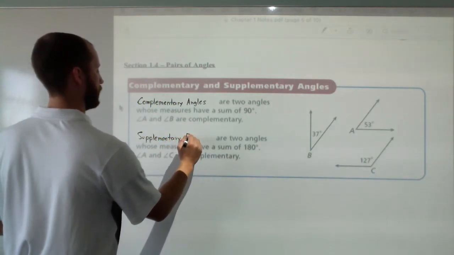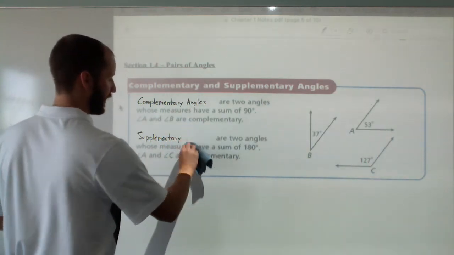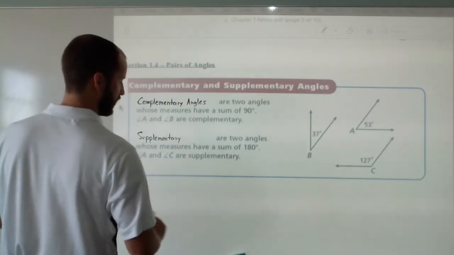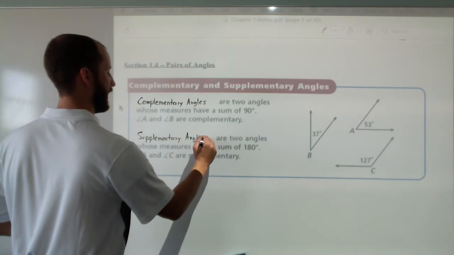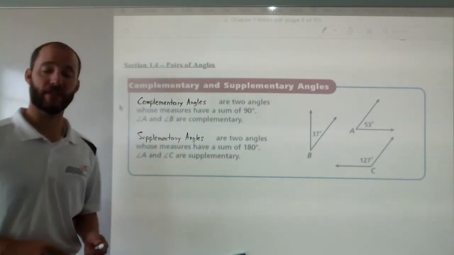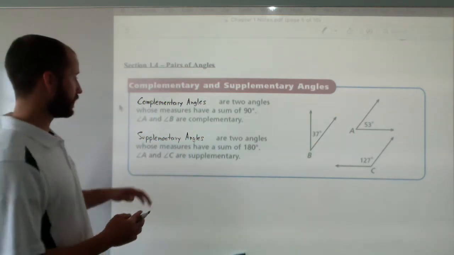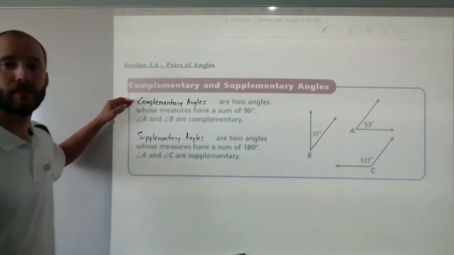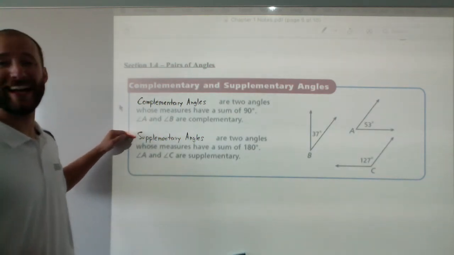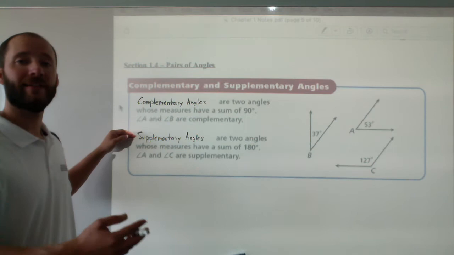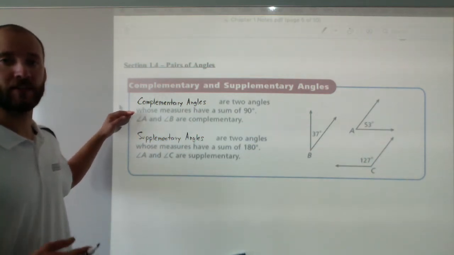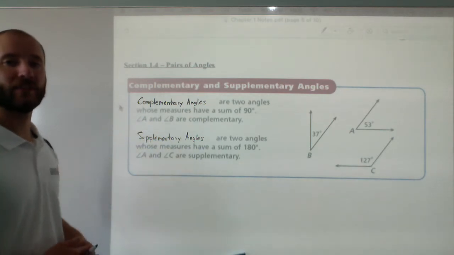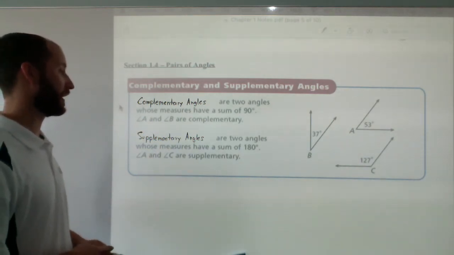Supplementary angles. It's kind of the same concept. It's just that instead of adding up to 90, they add up to 180 degrees. Here's a way you can remember this. C in the alphabet comes before S. Numerically, 90 comes before 180. So C comes first, it pairs up with the 90. S comes second, it pairs up with the 180.